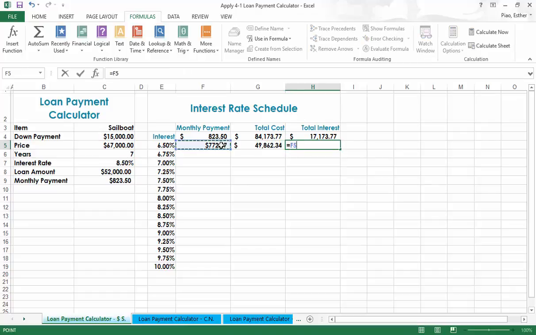Here, total cost is going to be monthly payment times number of years times 12, and minus your loan amount. This is going to be your total interest. The reason why I did not use already named cells, think in reverse: would you have thought about naming the cells when you started working on this particular assignment for the first time in your life?